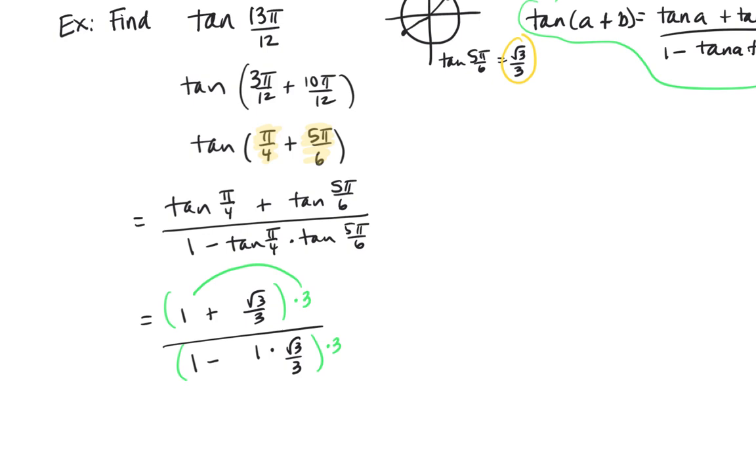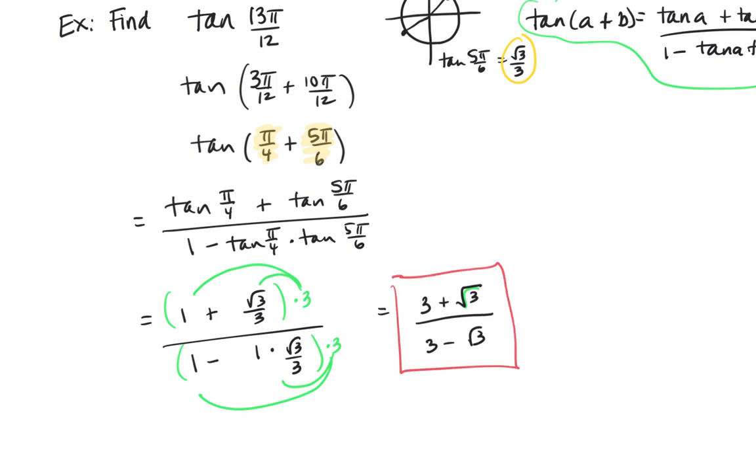Distributing the 3 in the numerator, I would get 3 plus the square root of 3 over 3 times 3. Those 3's would cancel, and I would just get the square root of 3. And in the denominator, I would get 1 times 3. So it would be 3 minus the square root of 3. And that is what's being asked for there.